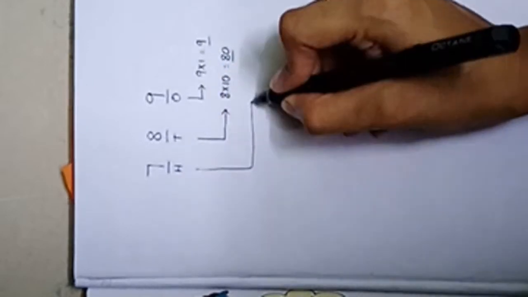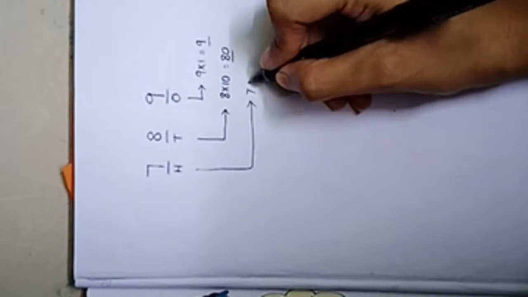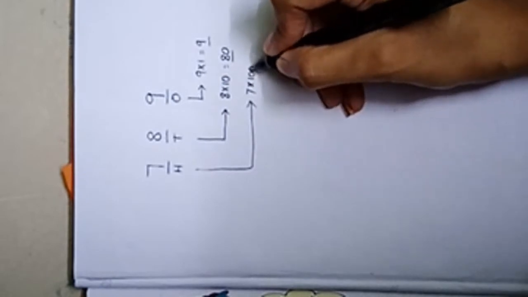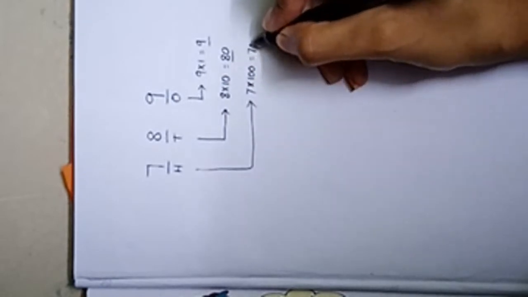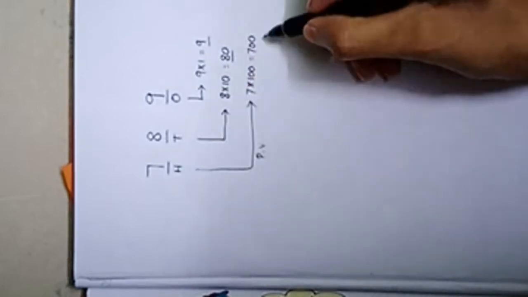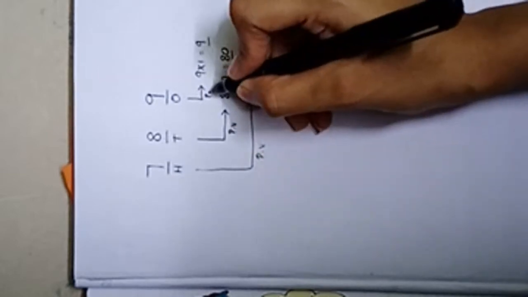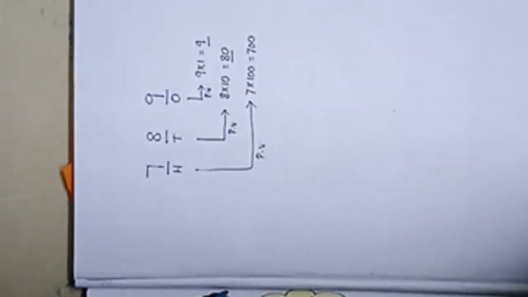Now the place value of 7. 7 is there in the hundreds place, so you have to multiply by 100. 7 hundreds are 700. The place value of 7 is 700. The place value of 8 is 80. The place value of 9 is 9.